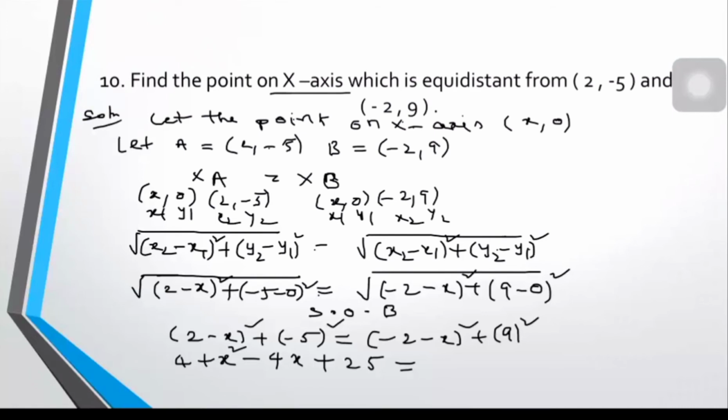See, in this bracket (-2 minus x) having a negative symbol, so we apply the (a plus b) whole square formula here. A is 2 and b is x here. So a square plus b square plus 2ab formula: 4 plus x square plus 2 into 2 into x, that is 4x, plus 9 square is 81.